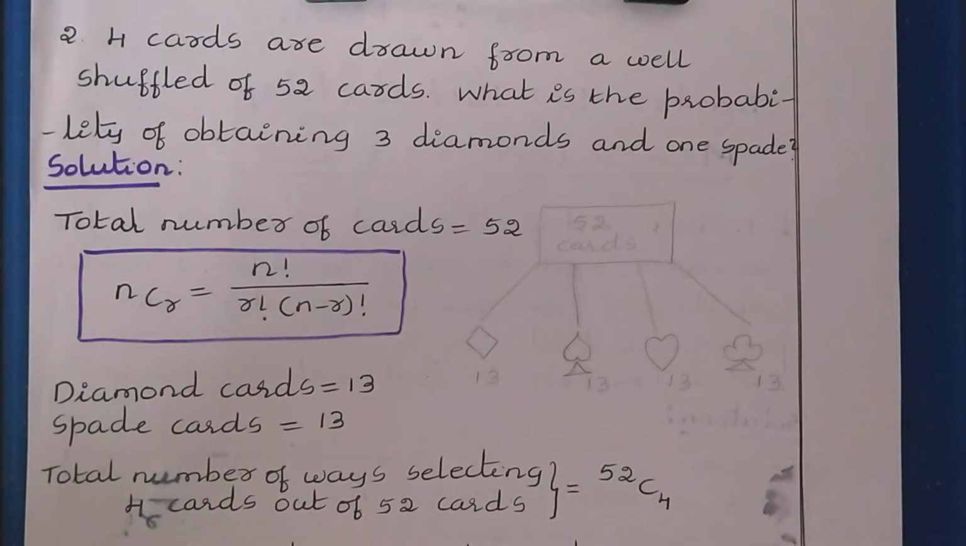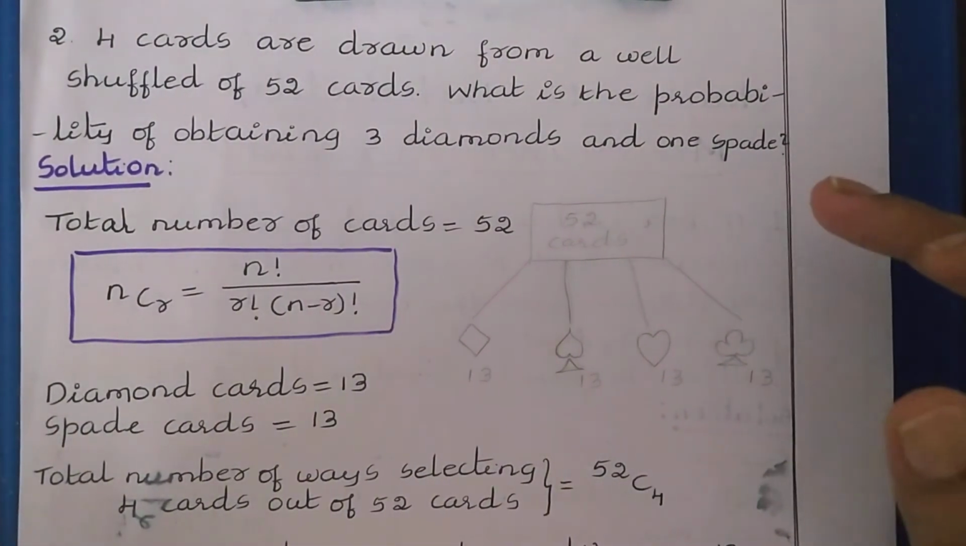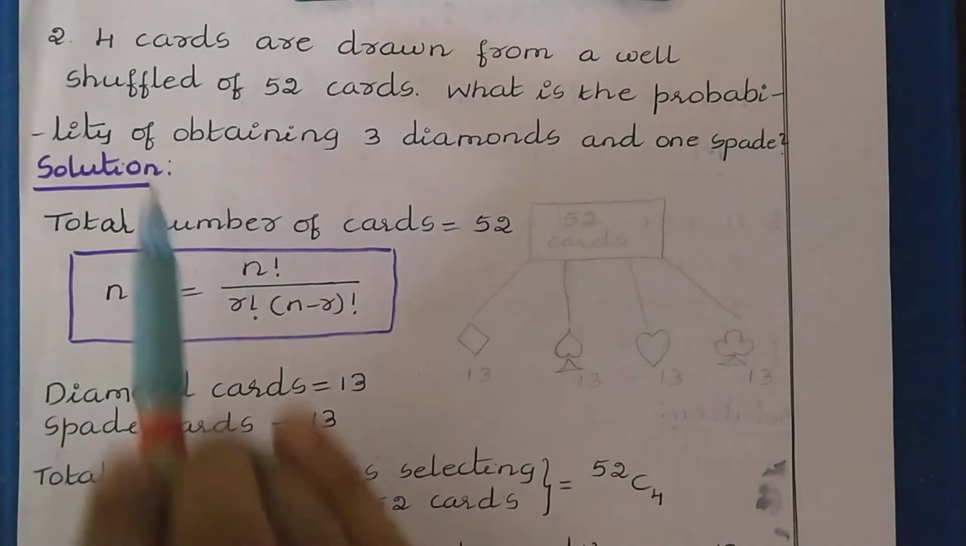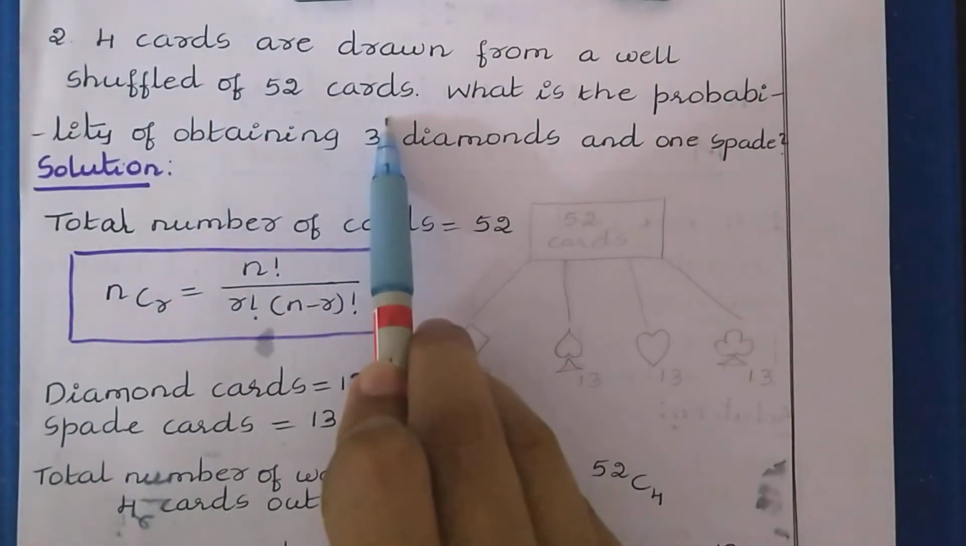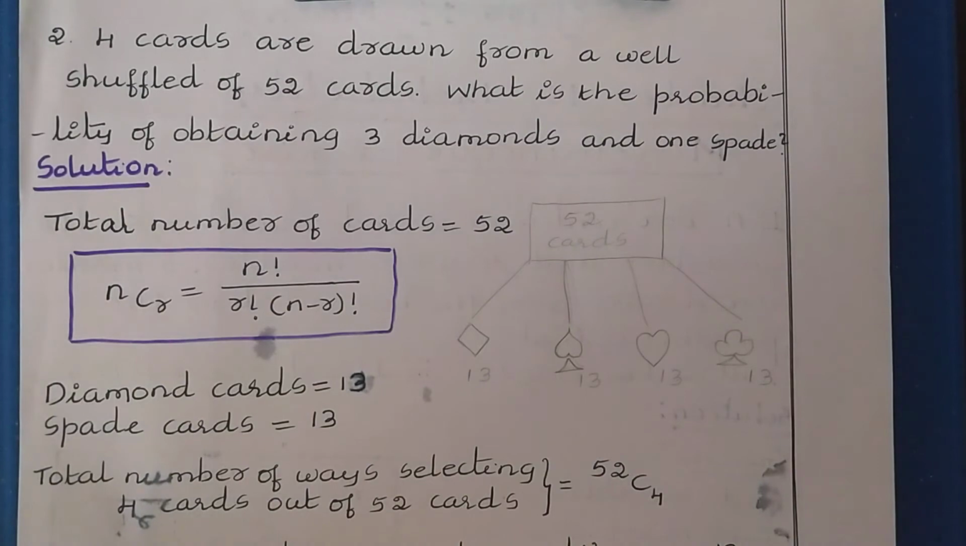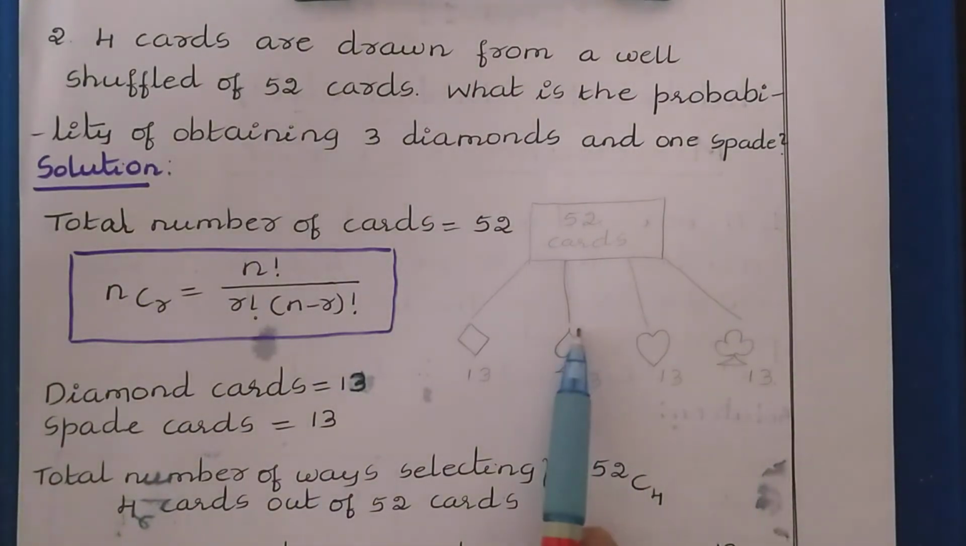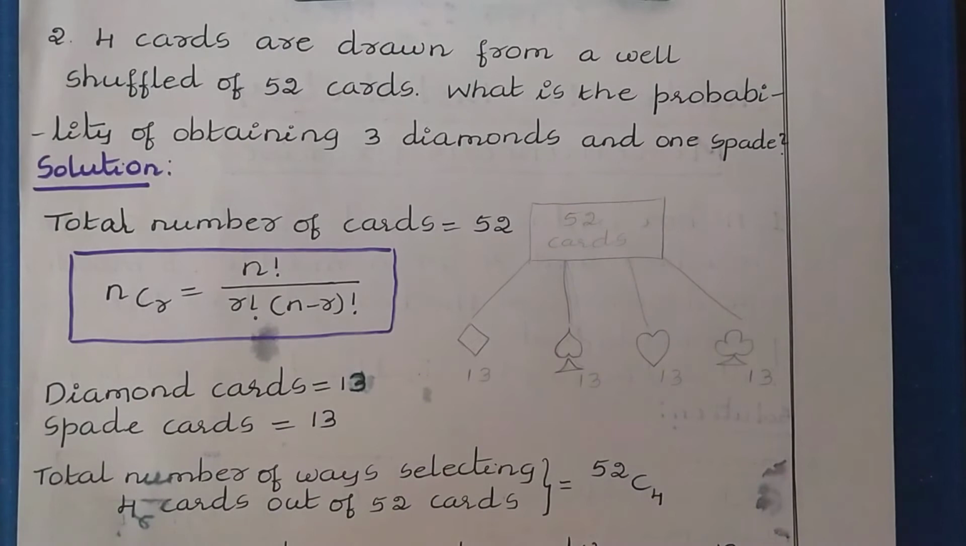Question number 2. 4 cards are drawn from a well shuffled deck of 52 cards. What is the probability of obtaining 3 diamonds and 1 spade? See, again in this problem also you have to use the combination, because here they are talking about selecting 4 cards from 52 cards. Whenever we have the process of selection, there we have to use the combination. So directly here you can't find the probability. First you need to find the total number of outcomes using the combination.